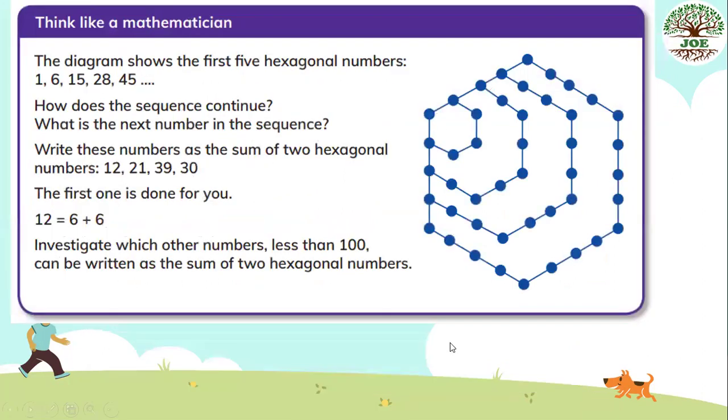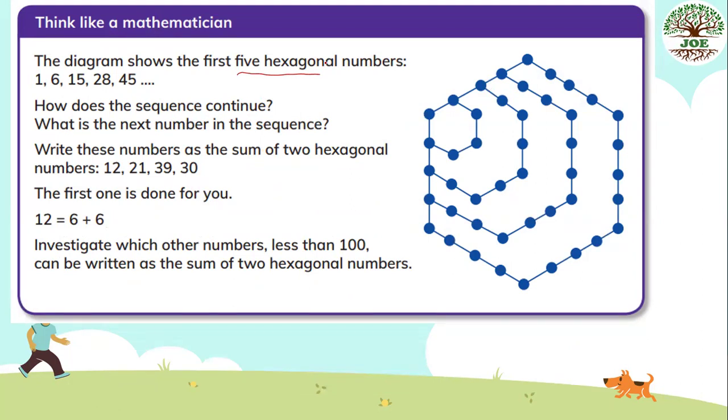The last part of this subtitle, think like a mathematician. The diagram shows the first 5 hexagonal numbers: 1, 6, 15, 28, 45. So how does the sequence continue?